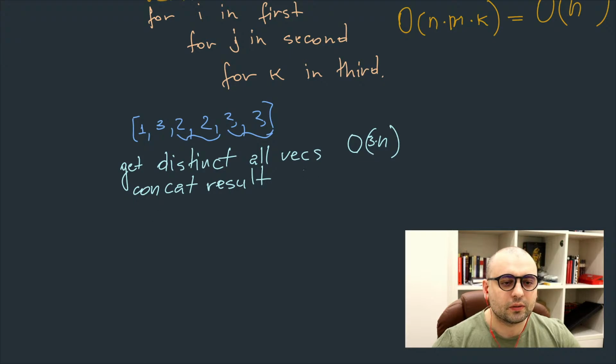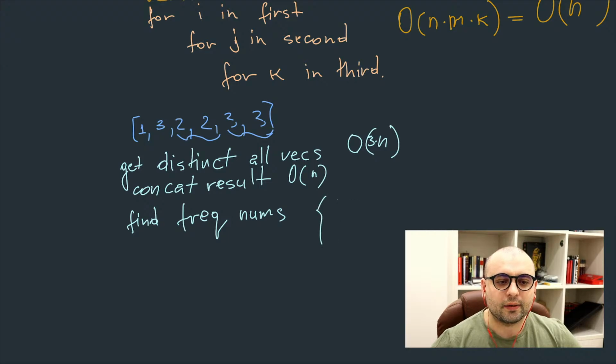Concatenating results, that's linear. I feel like it's still linear, so it will be big O of n. And finding duplicates with the frequency is still linear as well. So we find the frequency of numbers, and we'll get a hash map with the results.